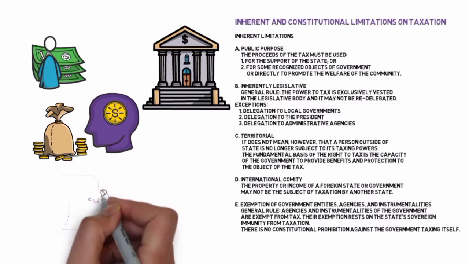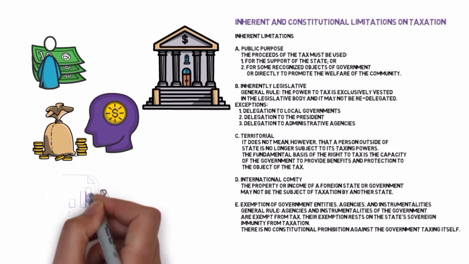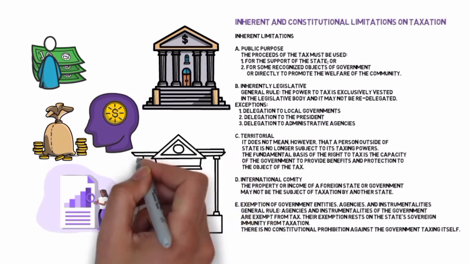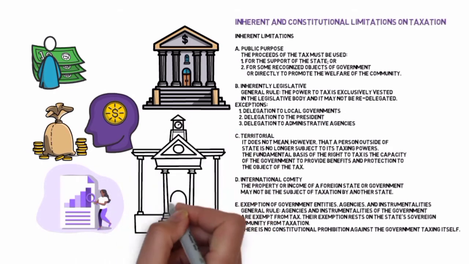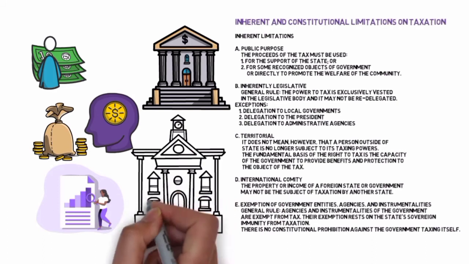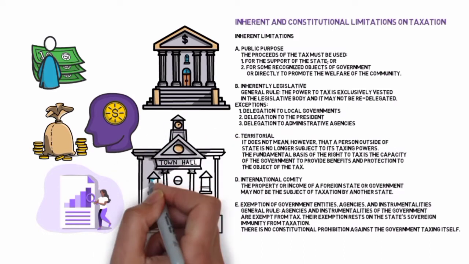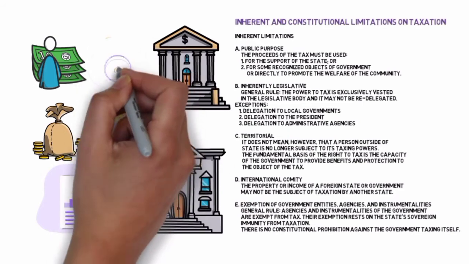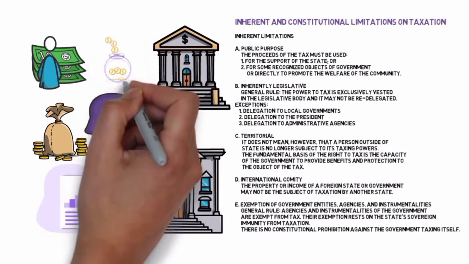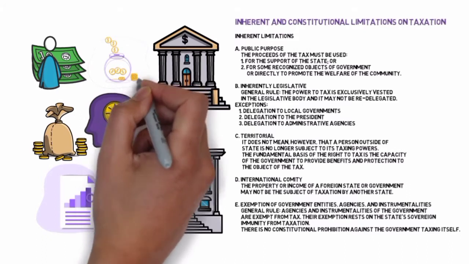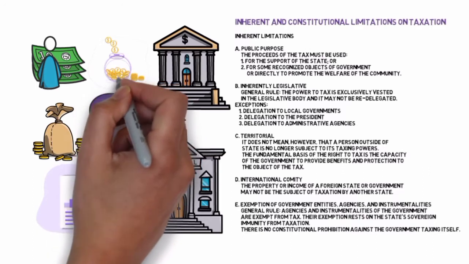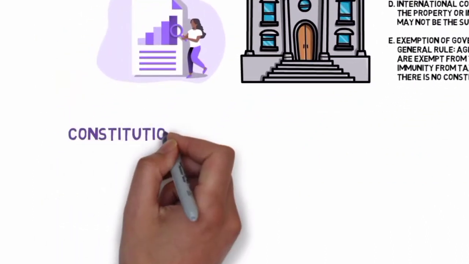D. International comity. The property or income of a foreign state or government may not be the subject of taxation by another state. E. Exemption of government entities, agencies, and instrumentalities. General rule. Agencies and instrumentalities of the government are exempt from tax. Their exemption rests on the state's sovereign immunity from taxation. There is no constitutional prohibition against the government taxing itself. The following are the constitutional limitations of taxation.